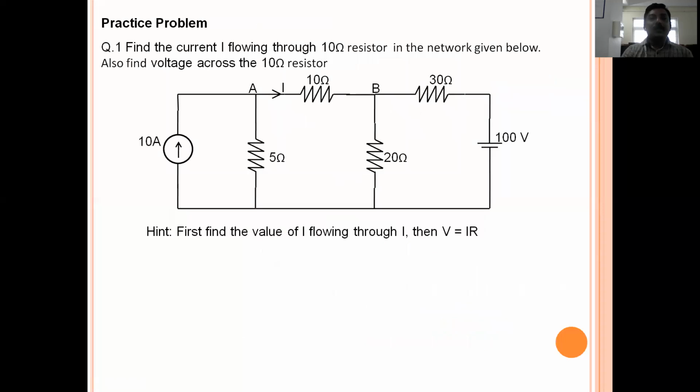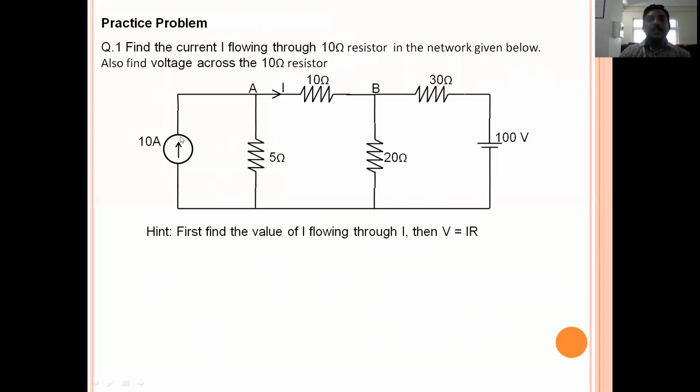Now we have a practice problem here. Find the current I flowing through this 10 ohm resistor in the network given below, and also find the voltage across the 10 ohm resistor. Here we need to find two responses, one is the current and one is the voltage. Using the superposition theorem, first find the value of this I. After getting this I, you can directly find the voltage drop: V is equal to I into R. After getting I, multiply it with this 10 ohm, then you get the voltage V equal to I into R.